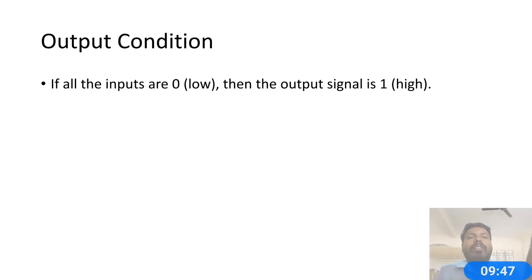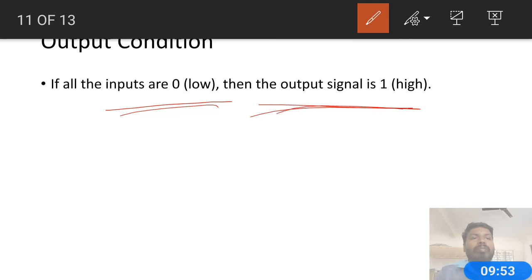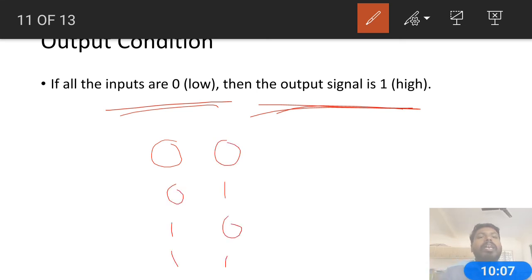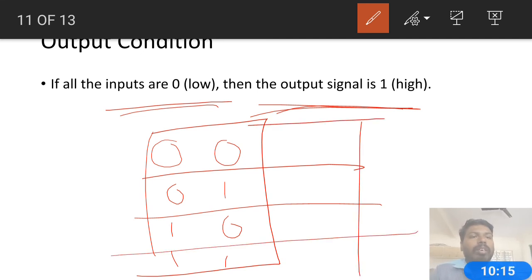Dear students, when all the inputs are 0, then the output will be 1. If you keep this output condition in your mind, then you can easily write the truth table. See, I am giving 0 0, 0 1, 1 0, 1 1. In this combination, when all the inputs are 0, the output will be 1. Otherwise 0. Too simple now?